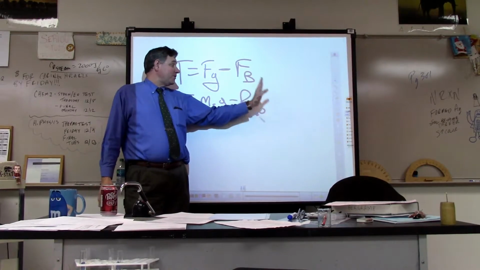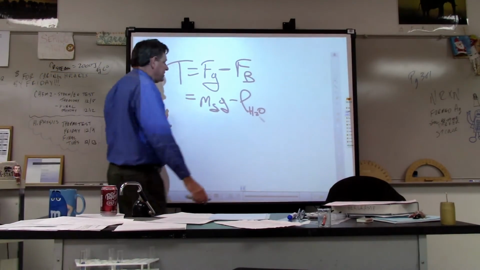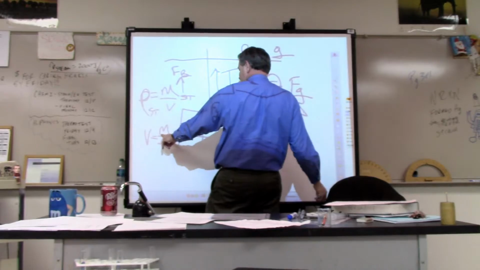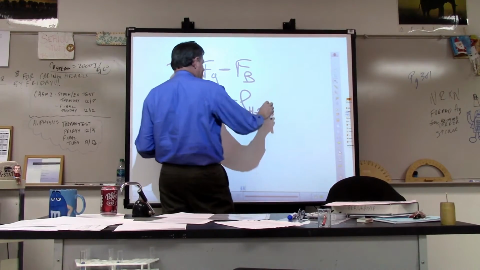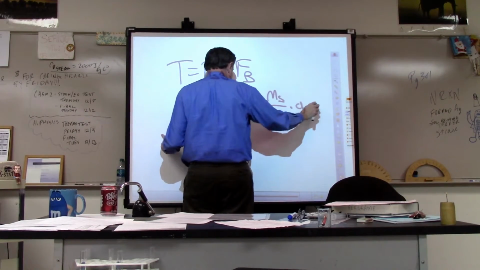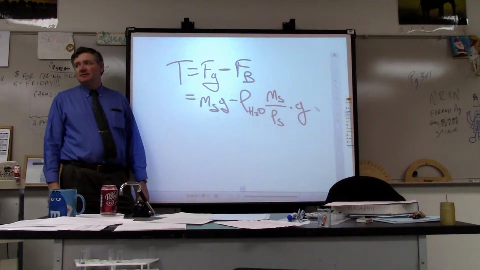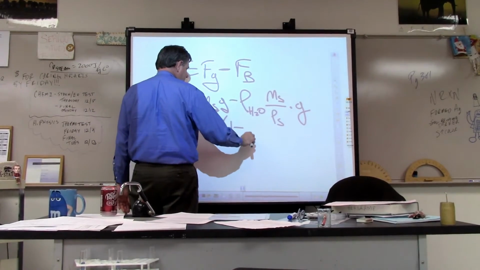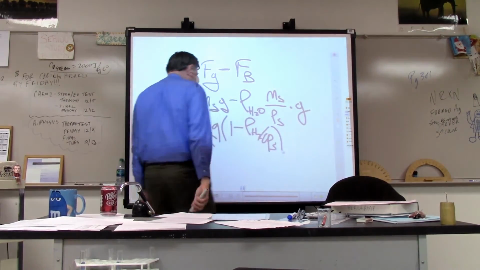Now, for the volume of the water that's displaced, that's the volume of the steel, which is going to be the mass of the steel divided by the density of the steel, times g. What's a common factor? g. So if you really wanted to get fancy, you could go, that's 1 minus rho of water divided by rho of steel.